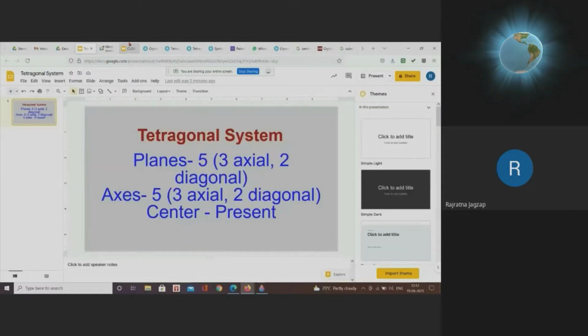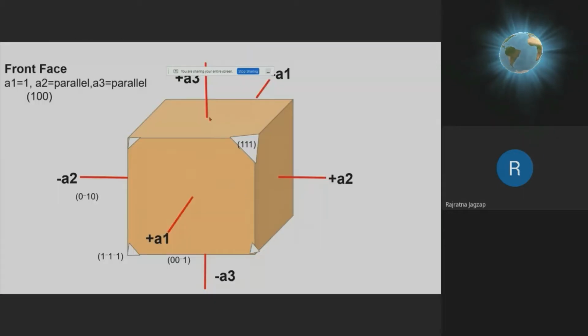You have seen in cubic system, all 3 axes are equal in length and they are perpendicular to each other. This is cubic system model. In the next crystal system, the length of this vertical axis increases. This is more than length of A1 and A2. The length of A1 and A2 remains the same in the next crystal system. Only length of vertical axis changes, that is, it increases.